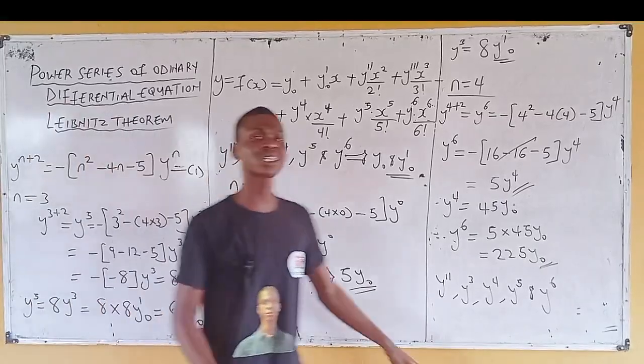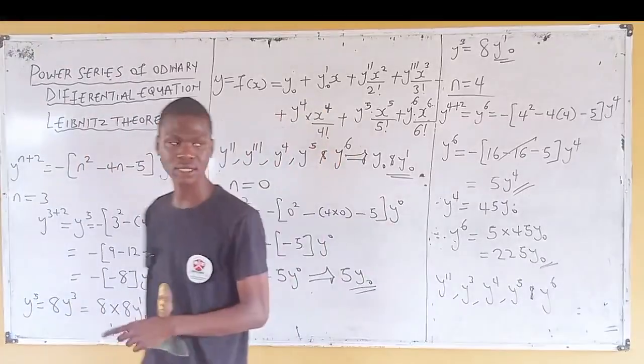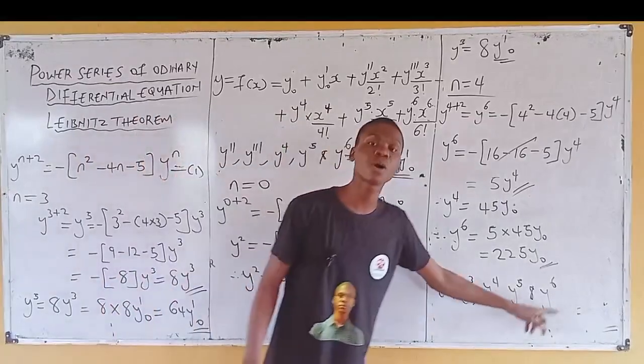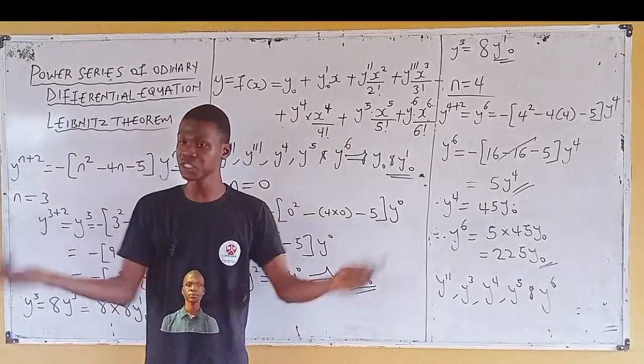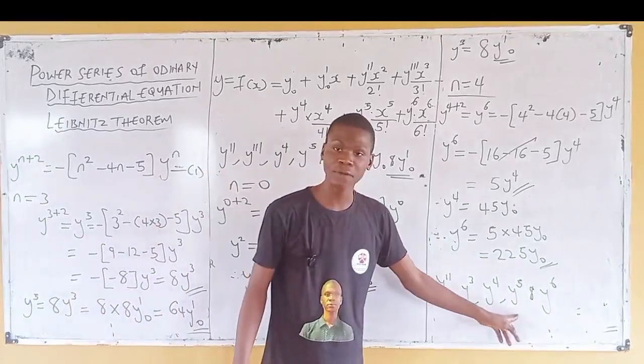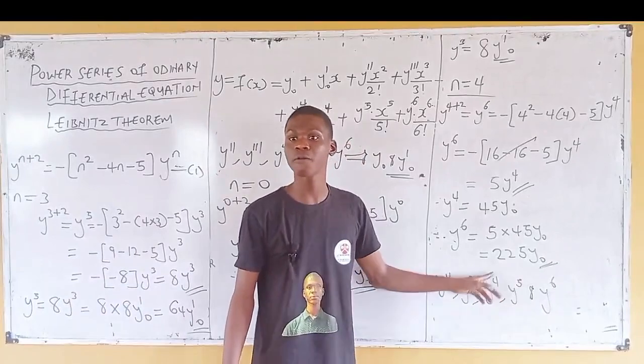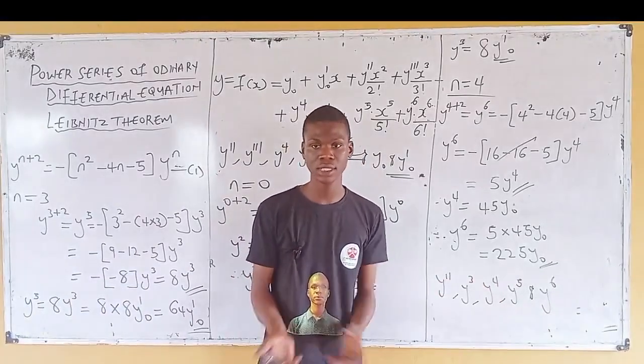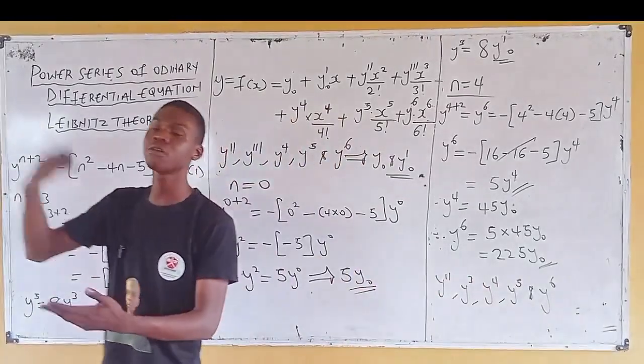Right? So the question says that we stop at the 6th power of x. By 6th power of x, meaning y raised to the power of 6. And even if the question was not specific, you can stop at any value of x, meaning you might have stopped at y raised to the power of 5, y raised to the power of 4, or y raised to the power of 3, right? It's our choice. You can stop at any value of x.